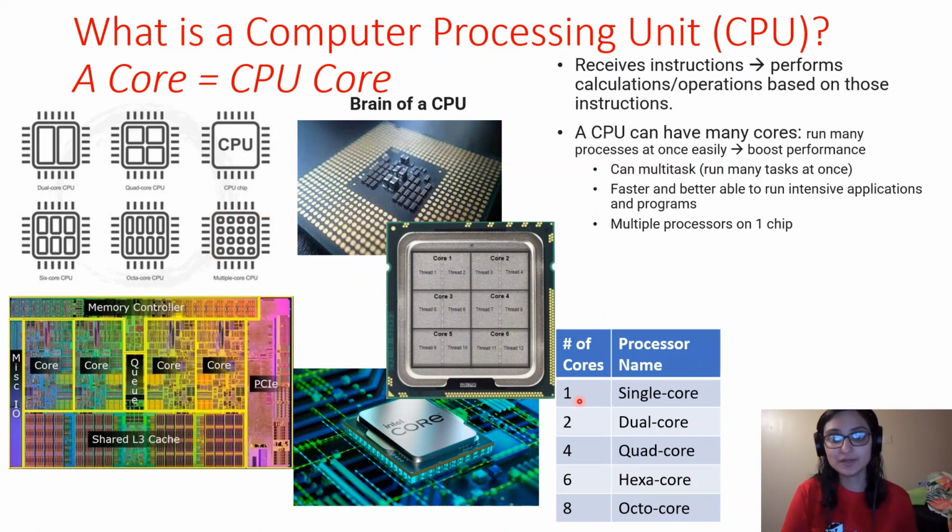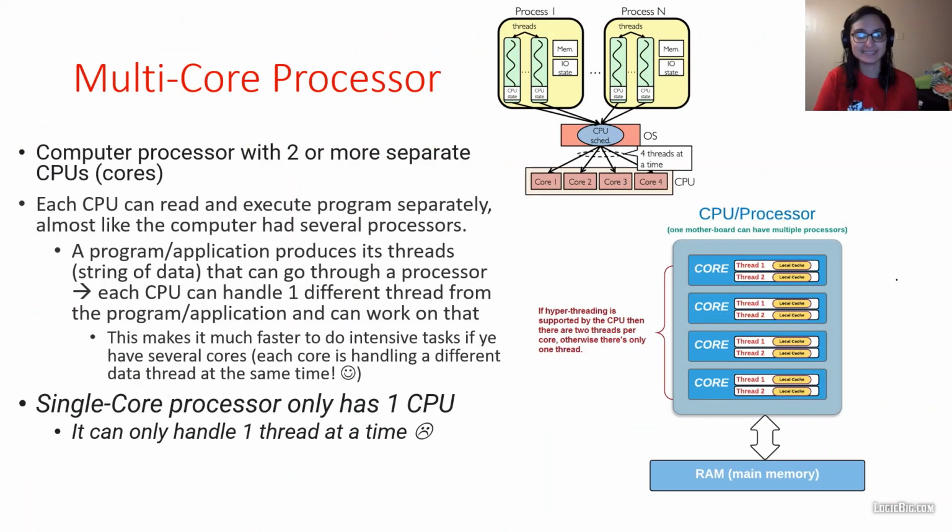If you have one core, it's typically called single core. It's typically more old-fashioned, so not the greatest situation. If you have two cores, it's called dual core, four cores, quad core, six cores, hexacore, and eight cores is octa-core. This is getting a little bit technical, but I just want to give a little bit of background.